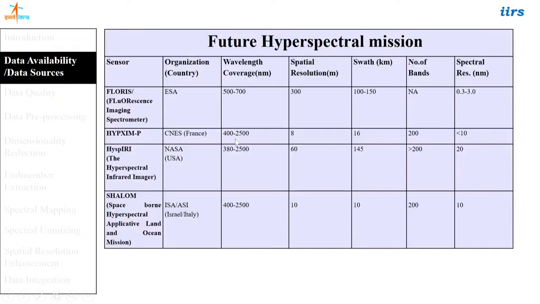These are the future hyperspectral missions which will be launched by the European Space Agency, France, NASA, Israel, or the Italian Space Agency, that is SHALOM. So this is the spectral range. You can see the spatial resolution will be a little coarser, and the sensor which is going to be launched from France will have 8-meter spatial resolution. HISPRI will have 60-meter, but the swath width will increase. If you remember, the Hyperion sensor had 30-meter resolution with 7.5 kilometer swath width, but here it will be 145 kilometer swath width, and more than 200 spectral bands will be there.